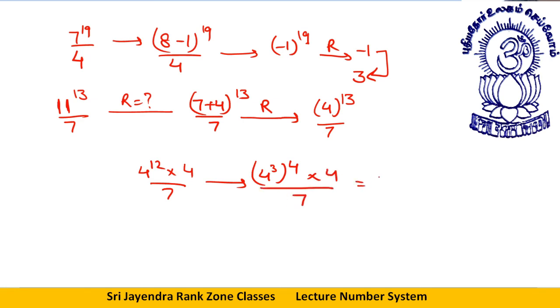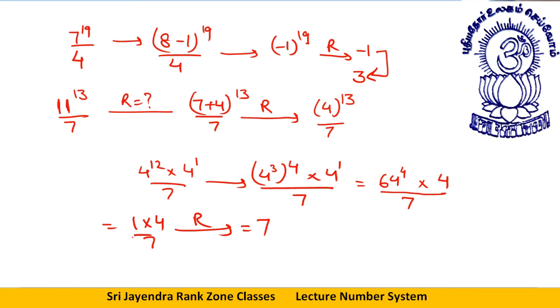Look, 4 raised to power 12 can be written as 4 raised to power 3 into 4 divided by 7. This is 64 raised to power 4 divided by 7. 64 is 63 plus 1. So it becomes 1 into 4 divided by 7. So your final remainder is 4. Clear, dear students? Let's take another example.